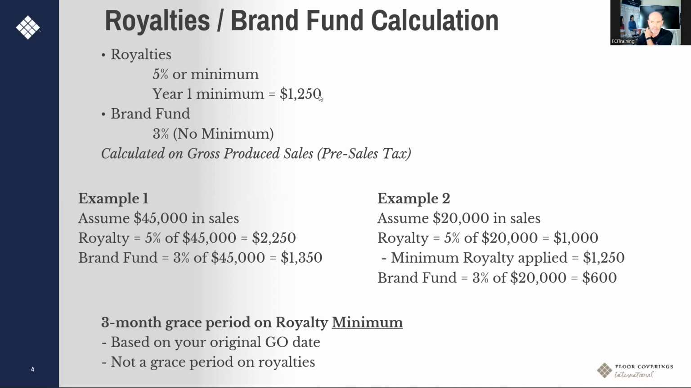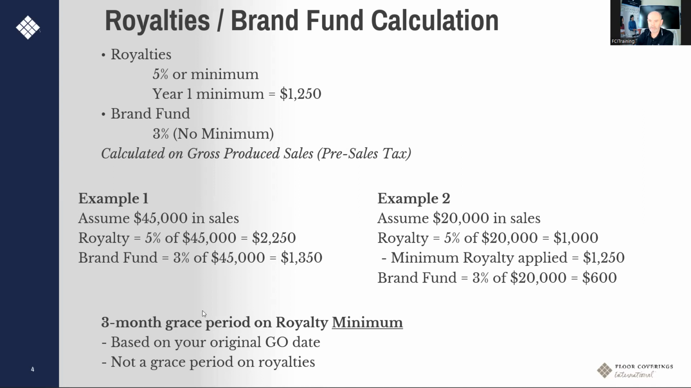If your minimum is at $1,250, make sure that you are producing at least that much so that you're not paying more than a 5%. I mean, you do the math, you're doing more than a 5% royalty. So royalty 5% or the minimum.